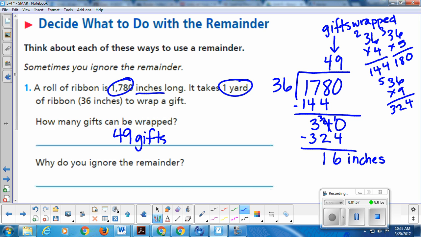Do I have to know the remainder? It's remainder 16. Do I have to know that? Can I ignore that? That is a time where it depends on the question. Do I need to know how many are left? No, I don't need to know that. Why do you ignore the remainder? Because 16 inches isn't needed information. Okay, you don't need to know that information because that's not what was asked. What was asked was how many presents can be wrapped.